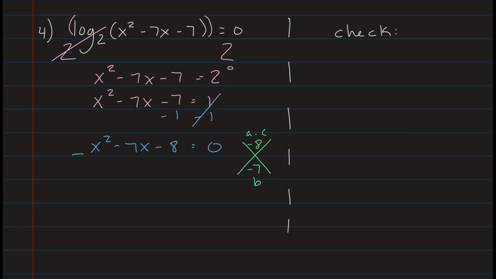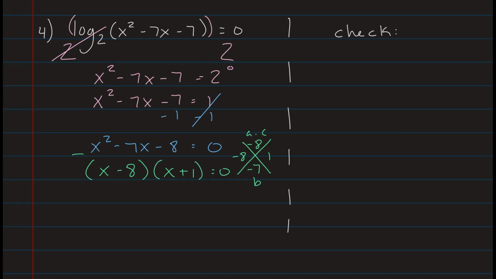And you ask yourself, what multiplies to be negative 8 but adds to be negative 7? Well, negative 8 and positive 1 multiply to be negative 8 but add to be negative 7. And these are true factors because I do not have an a value. So I can just go ahead and write these down as my factors.